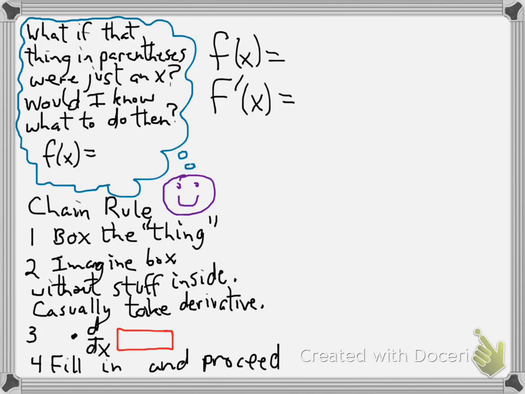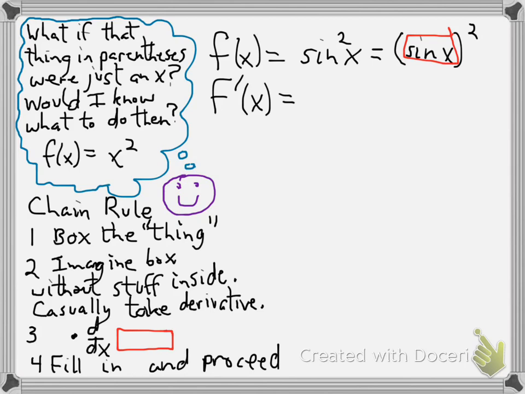This one's pretty interesting. Let's do f of x equals sine squared x. What I usually tell my students is when you're doing derivatives, to remember that sine squared x is an abbreviation. It's an abbreviation for the sine of x in parentheses, all squared, and then it becomes a little more clear what to do. Here again we have this situation where if that thing in parentheses were just an x, I would know what to do. It would be f of x equals x squared, and we know the derivative of x squared is 2x.